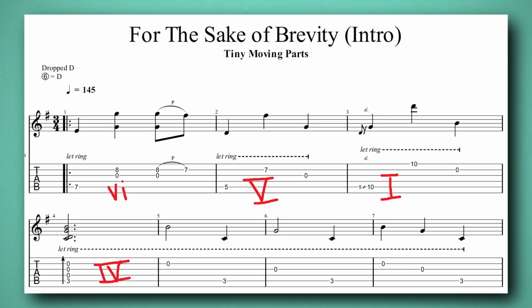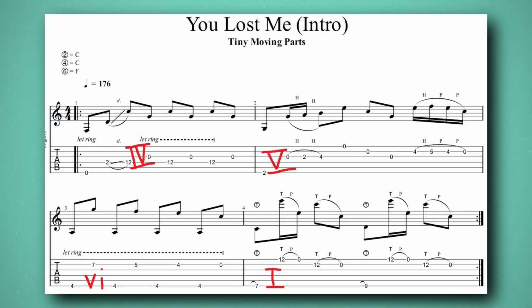For the sake of brevity, this one's quite interesting. It starts on the 6, but we've still got that 6 minor chord, and that goes 6, 5, 1, 4. So again, we've got the same kind of chord types going on there. You Lost Me is in FACGCE tuning. Nonetheless, I know there's no chords in this, but implied through the ringing note harmony in that intro riff, you've got a 4, 5, 6, 1.